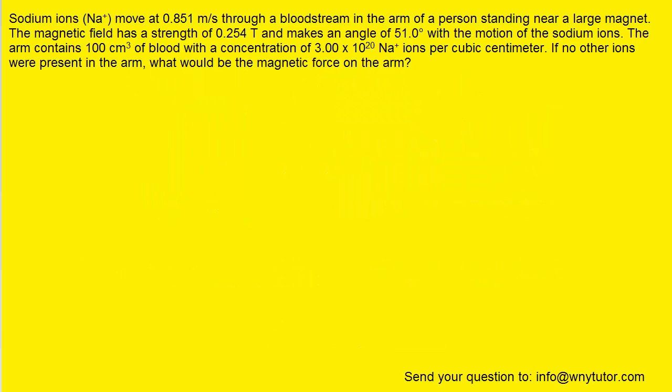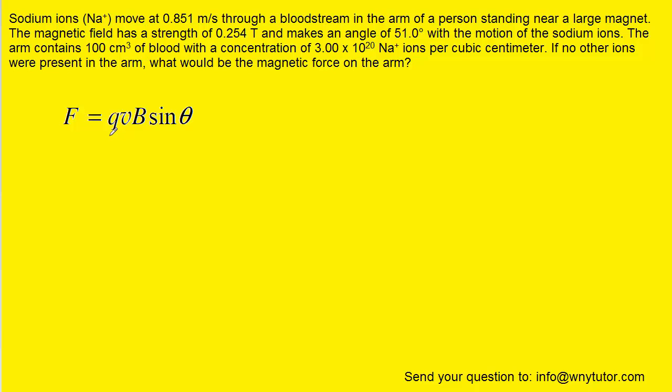If you haven't done so yet, please pause the video and try to solve the question on your own before listening on. What we need to do first is look at the equation for magnetic force on a charged particle. So in that equation, we have the product of the amount of charge on the particle, the speed, the magnetic field strength, and then the angle between the magnetic field and the velocity of the charged particle.